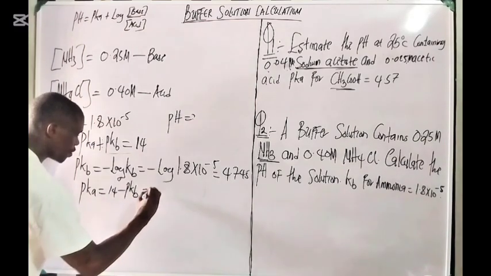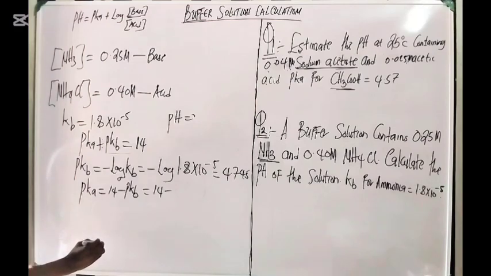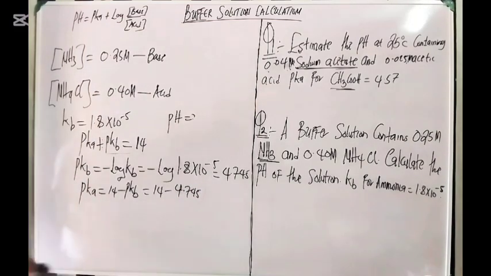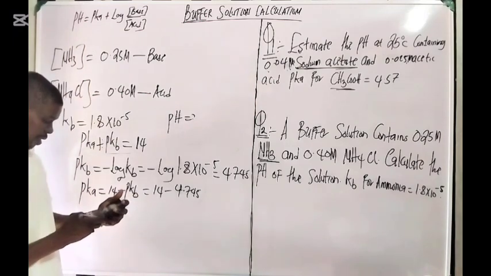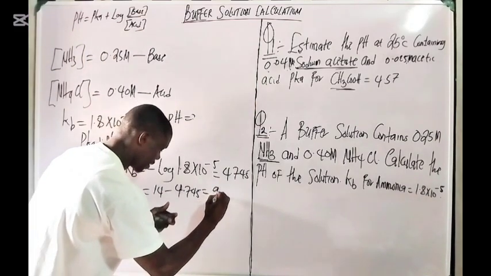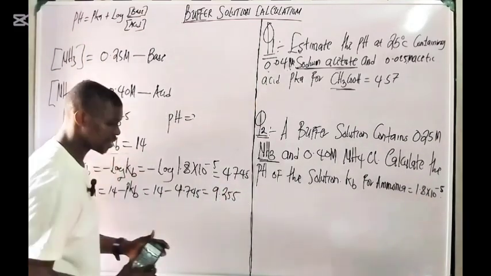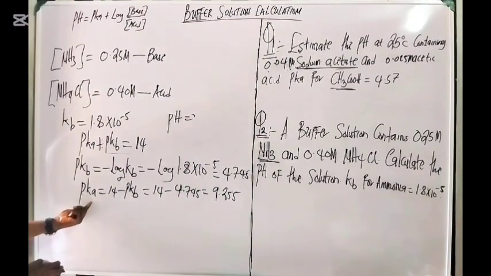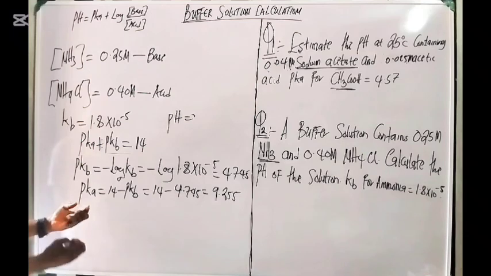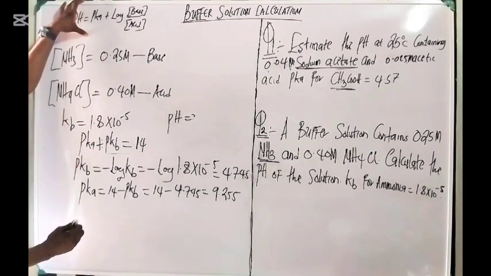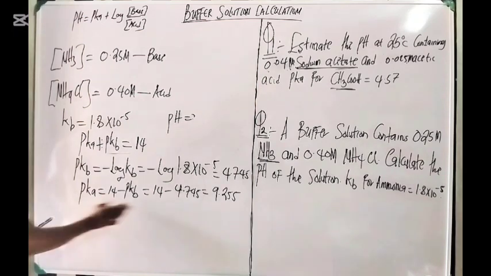So what is the answer? 14 minus pKb is 14 minus 4.745, and here we have 9.255. So with this, since I've got my pKa, I can easily substitute into this formula here. Hope you understand.